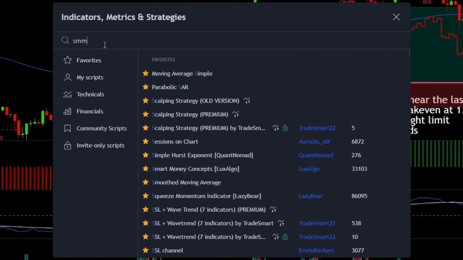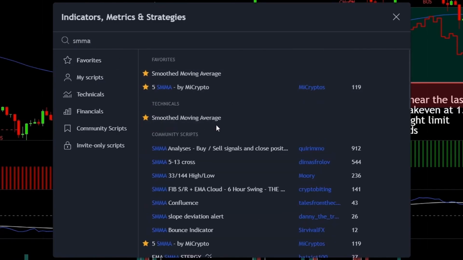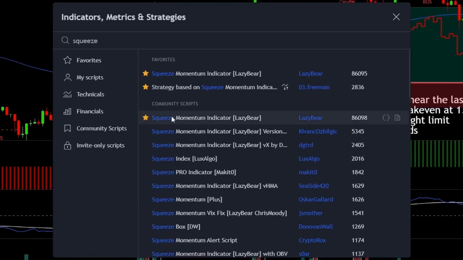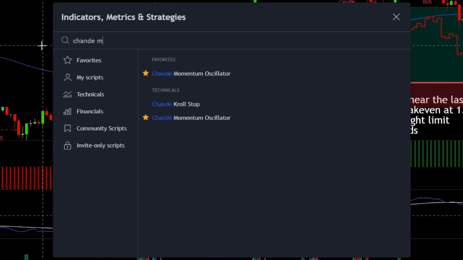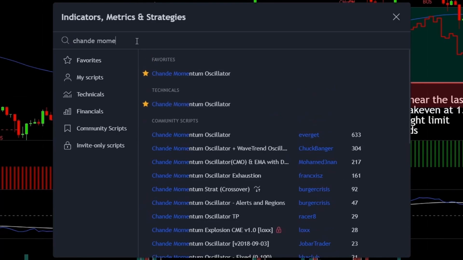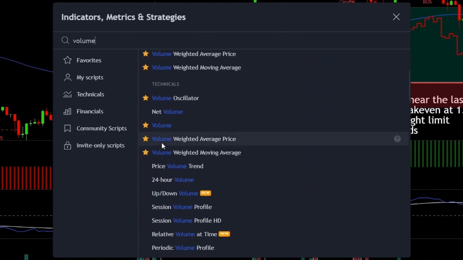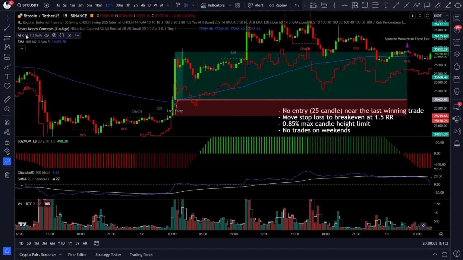Then an SMMA, this one, a squeeze momentum indicator, this one, the candle momentum oscillator, this, and finally a simple volume, this one. As usual, I changed some settings. I will put a screenshot here so you can copy them.